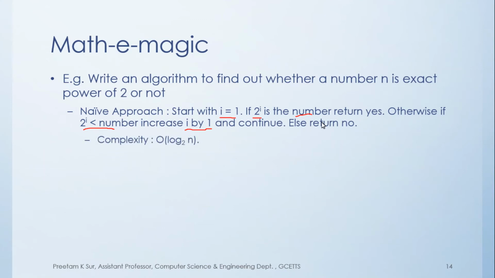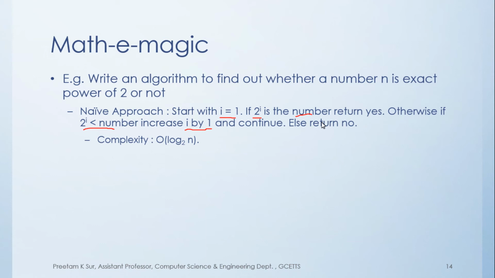So how much time is this algorithm going to take? You can see that the algorithm is going to take order of log n base 2 time. Why? Because every time you are multiplying by 2, trying to find out whether the number is a power of 2. So the loop will continue log n times.